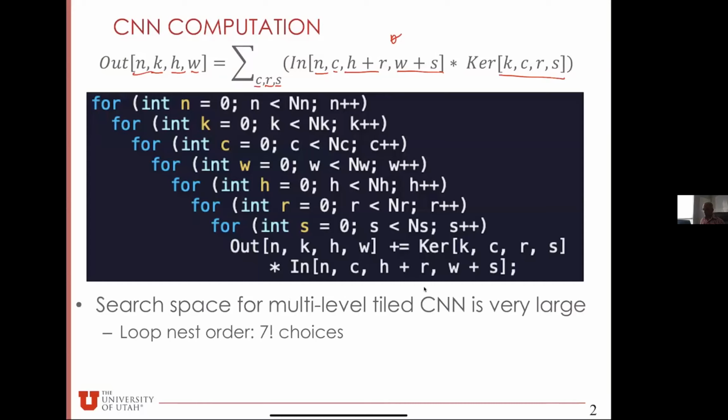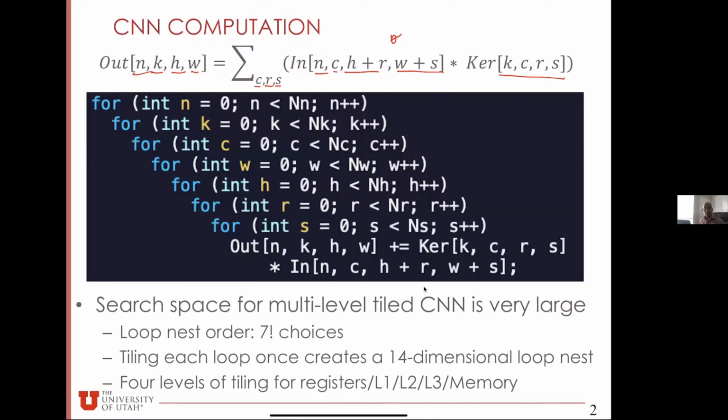So first, even before we start tiling, we have many possible orders. All possible permutations of this loop are going to be valid. Once we do tiling, we're going to increase the number of loops. So if we just do one level of tiling, then we'll have 7 tiling loops, and then we will have 7 point loops, so that we have a 14-dimensional loop. Now, if we have 4 levels of tiling for registers, L1, L2, L3, and memory, then the number of loops just explodes.